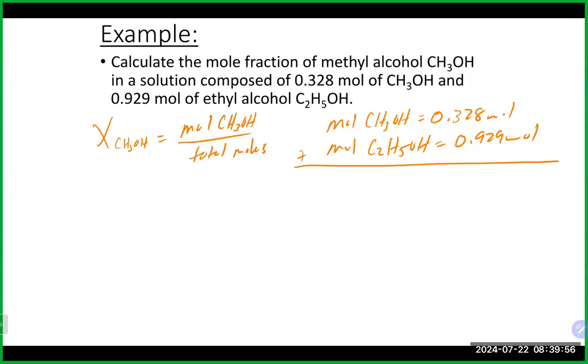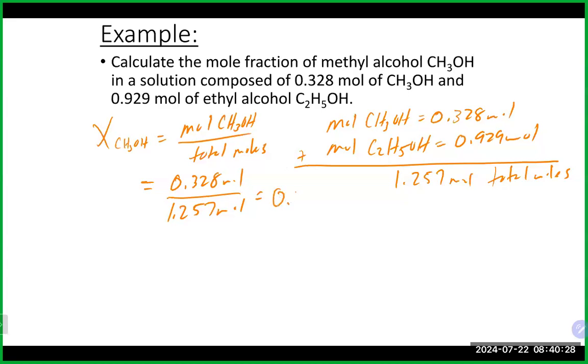That's going to give us our total moles of 0.328 plus 0.929, which is 1.257 moles, our total moles. So in this case, we can take our moles of CH3OH, which is 0.328, divided by the total moles, 1.257 here. And that will get us about 0.2609. It's basically 26% made up of this.